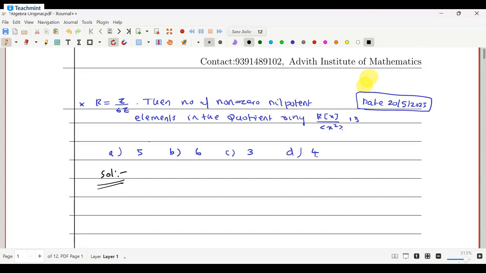So what is R, sir? Z by 6Z, they said. So Z by 6Z is isomorphic to Z6, right? Therefore R[x] is the set of all polynomials whose coefficients are from Z6, that means Z6[x]. What do the elements look like? A0 plus A1X plus A2X square plus ... AN X power n such that the coefficients AI belong to Z6.